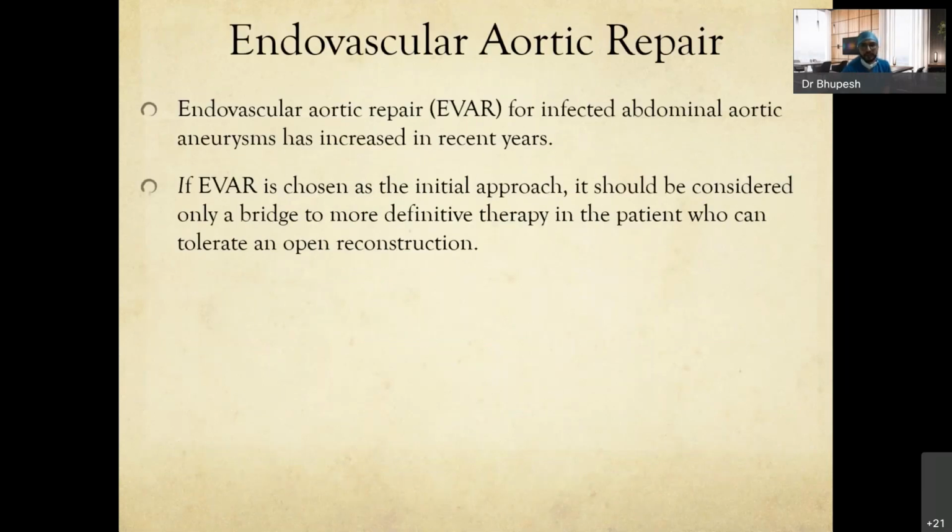We have a very limited role of endovascular aortic repair in these kinds of aneurysms, but it can be used when the patient is not fit for the open procedures, or it can be chosen as an initial approach. It should be considered only a bridge to a more definitive therapy in a patient who can tolerate an open reconstruction.